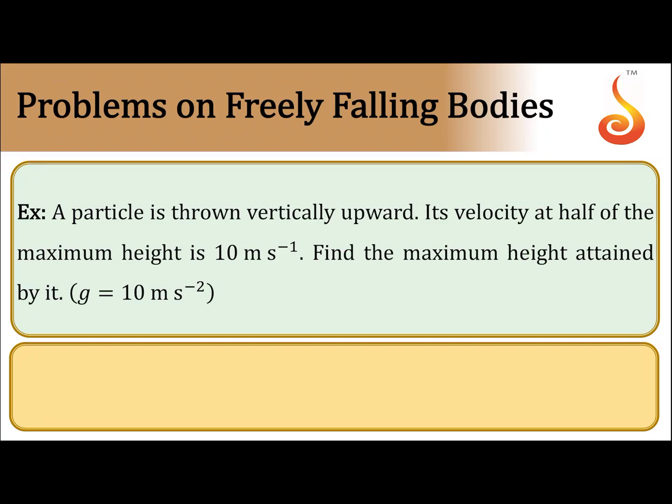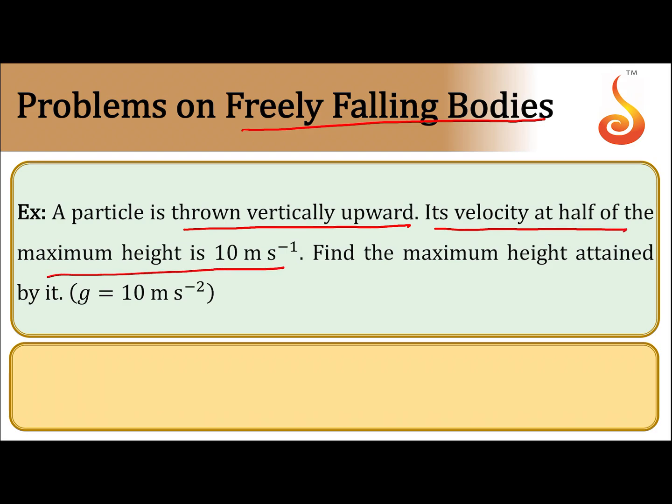Okay, here is a numerical problem based on a freely falling body or motion under gravity in general. When we say freely falling body, it generally means that the particle is moving under gravity. A particle is thrown vertically upward. Its velocity at half the maximum height is 10 meter per second. Find the maximum height attained by it.